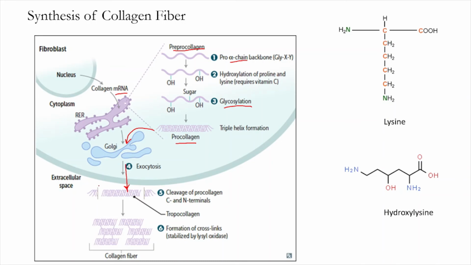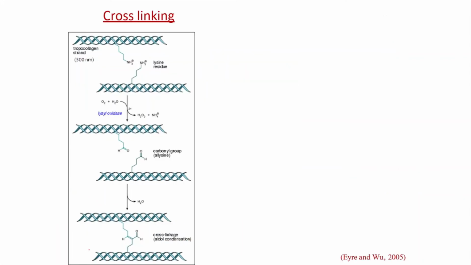Once outside the cell, two cleavages occur, one at this position and the other at this position. The right hand part is removed, the left hand part is also removed, and the middle portion remains, which we call tropocollagen. Several tropocollagen molecules pack against each other to form the collagen fiber, and these also cross-link together. So how they cross-link, let us see.